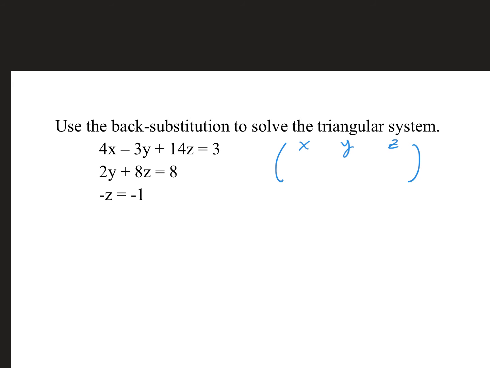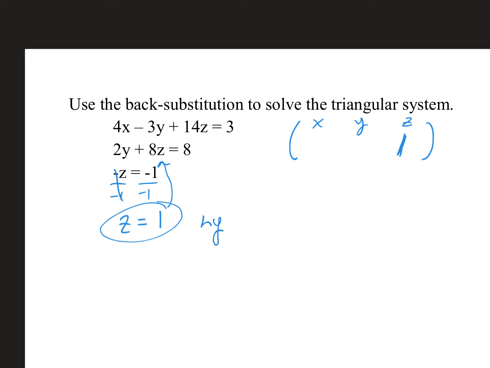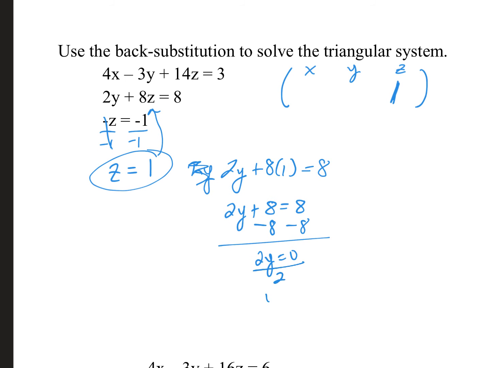I have to do a little bit of work to find out what z equals, not negative z. But you're going to answer your question in an ordered triple. So I'm going to divide both sides of this by negative 1 because we want it to be positive z. So z equals 1. You guys agree? So I'm going to put right here z equals 1. Now I'm going to take this value and put it right there and figure out what y equals. So 2y plus 8 times 1 equals 8. 2y plus 8 equals 8. Subtract 8 from both sides. 2y equals 0. Divide both sides by 2, and y equals 0.